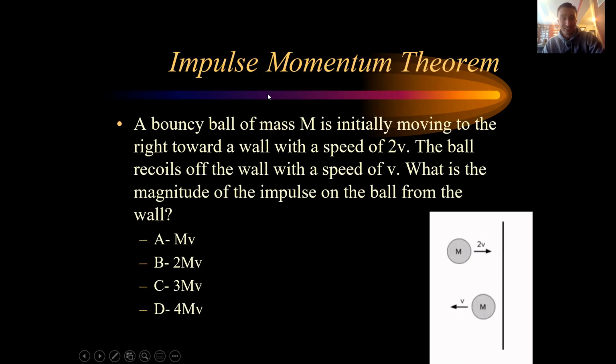Impulse. This is a question, I think. All right, so here we go. It says a bouncy ball of mass m is initially moving to the right towards a wall with a speed of 2v. The ball recoils off the wall with a speed of v. What is the magnitude of the impulse of the ball on the wall?